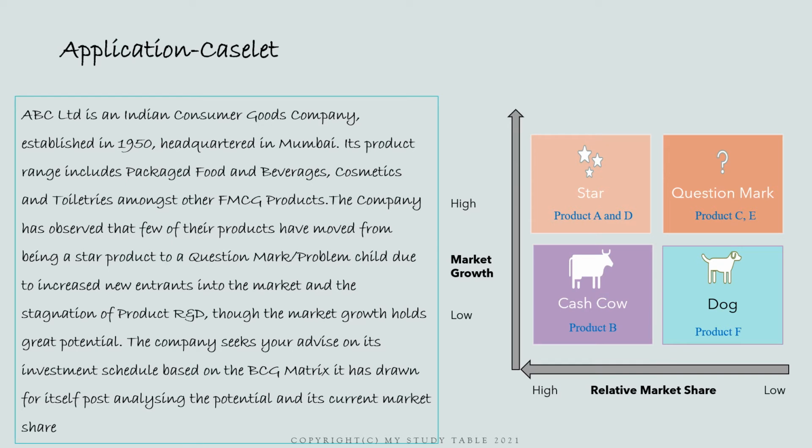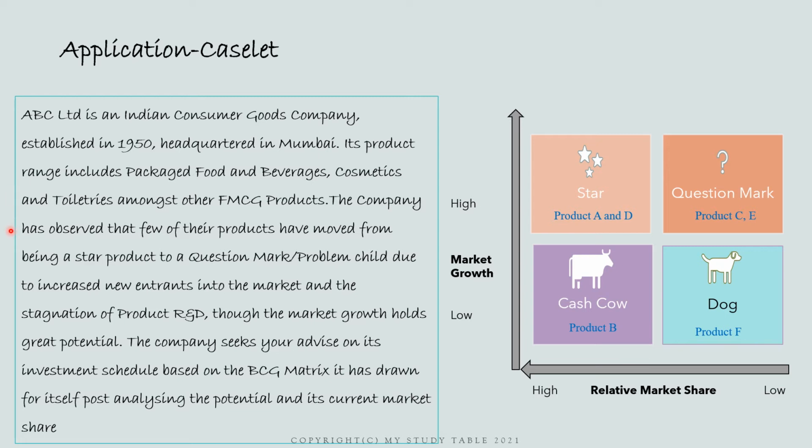This is a small caselet that will help understand the application of the BCG matrix. So let's first quickly read through the case. ABC Limited is an Indian consumer goods company established in 1950. Headquartered in Mumbai, its product range includes packaged food and beverages, cosmetics and toiletries, amongst other FMCG products.